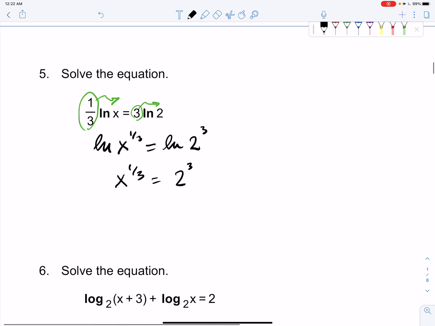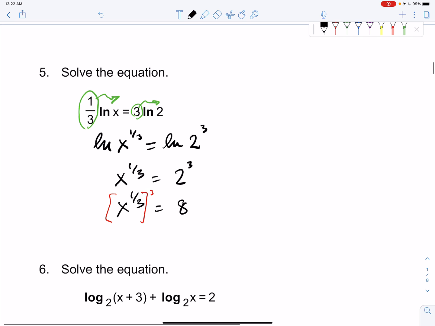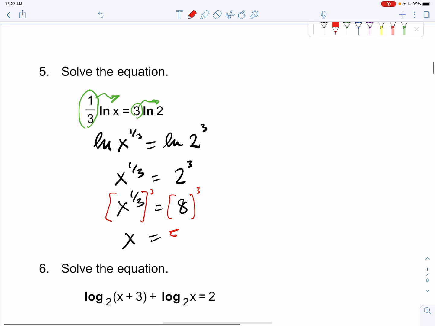And we know that x to the 1/3 equals 2 to the 3rd, which is 8. And one way to undo the 1/3 power is just to raise it to the 3rd power, right? Because then that turns that power into x to the 1st power, and that's what we're trying to solve. Of course, you have to do it on both sides. So we raise the right side to the 3rd power, and we end up getting 8 to the 3rd, which is 512.